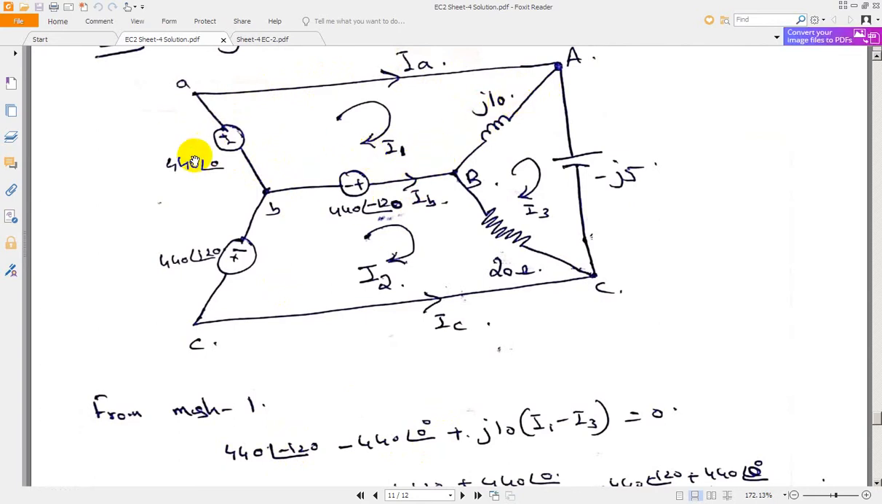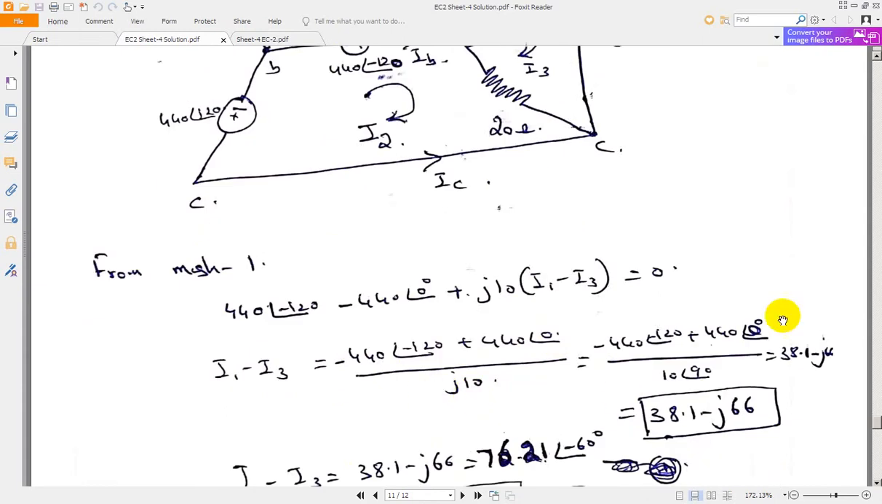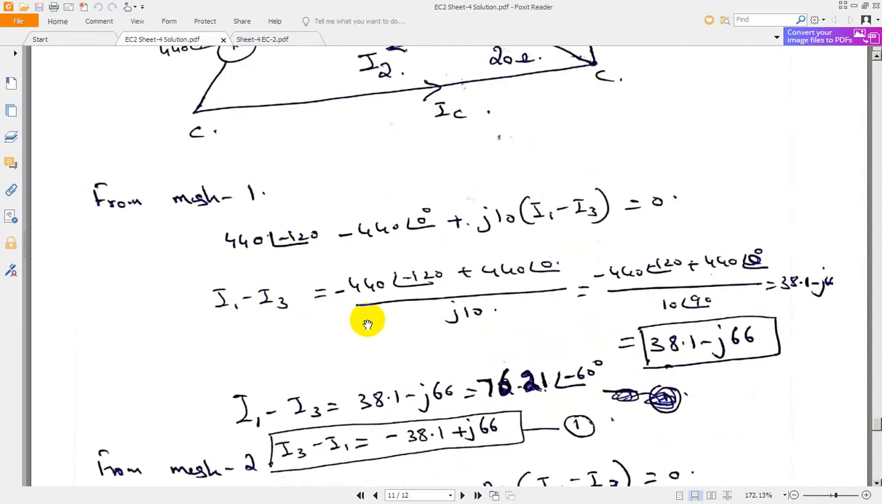This is in voltage form; here only impedance is there. To evaluate this voltage, taking current I1 as reference, it is I1 minus I3 into J10. It should be equal to 0. Now from here, let us evaluate I1 minus I3. I1 minus I3 can be written as minus 440 at an angle of 0 minus 120 plus 440 at an angle of 0, divided by J10, which comes in the denominator. Once you evaluate this, you will get 38.1 minus J66. This is your I1 minus I3 value.